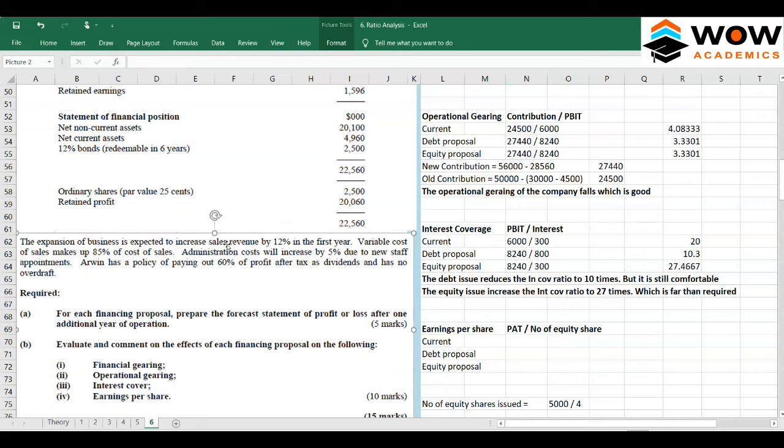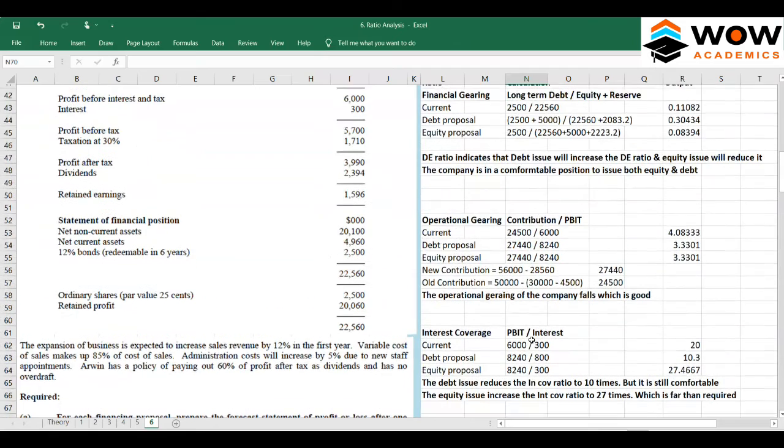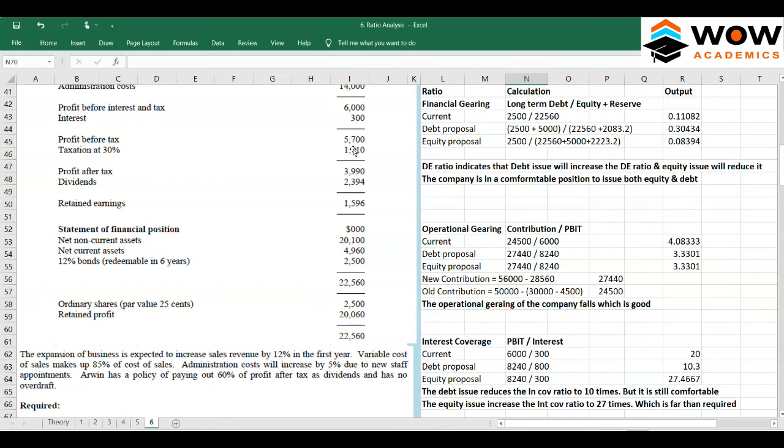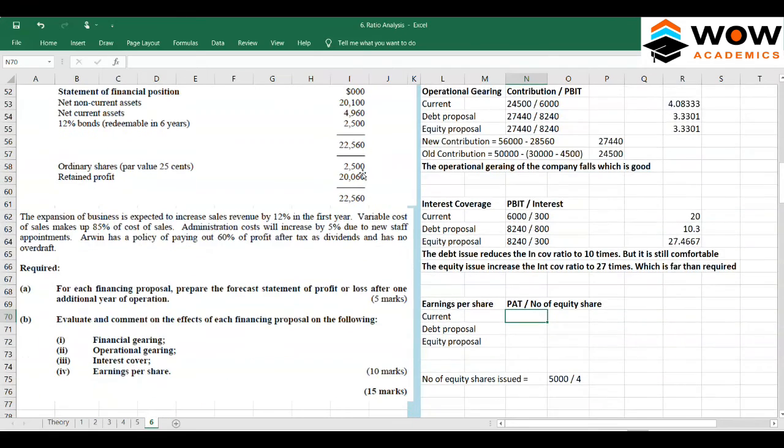For working out the EPS, we need to know the PAT. So let's get the PAT. PAT here is 3990. Number of equity shares we have to compute. 2,500 worth of shares are there, and each share is only 0.25 cents. So if you want, you can put it like this.